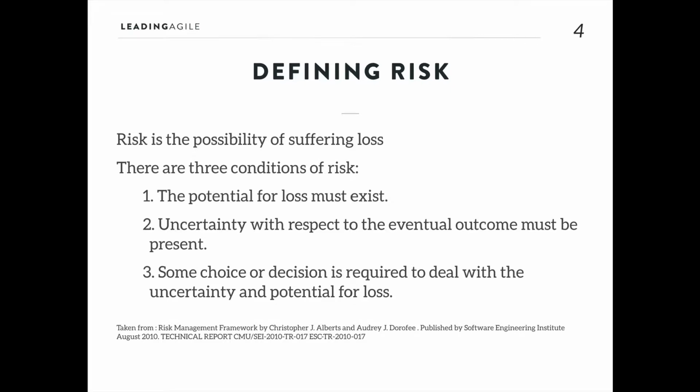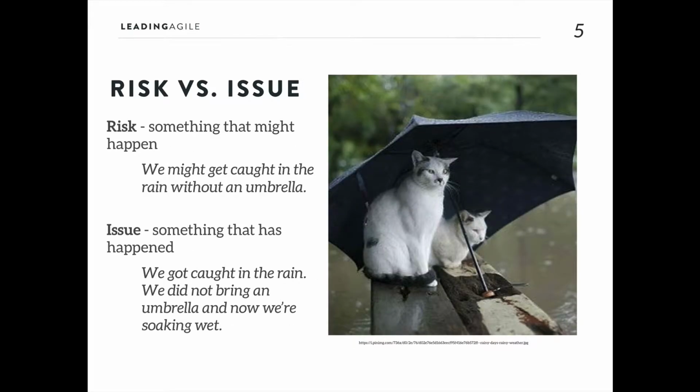The thing that's important to remember is that risks and issues are not the same thing. A risk is something that might happen. An issue is something that has happened. So we might get caught in the rain without an umbrella, or we've been caught in the rain and now we're soaking wet because we did not bring an umbrella. The second one is an issue. It's something you're already having to deal with. A risk is something that might happen in the future.